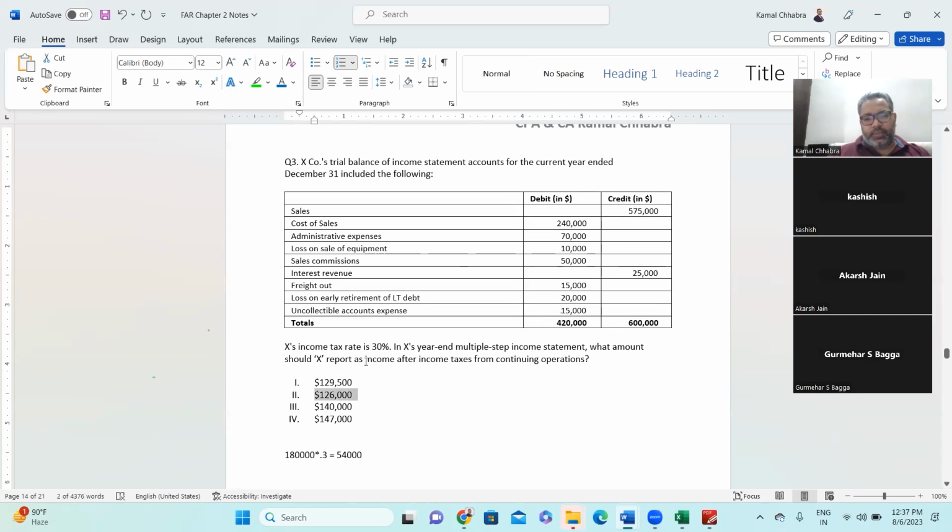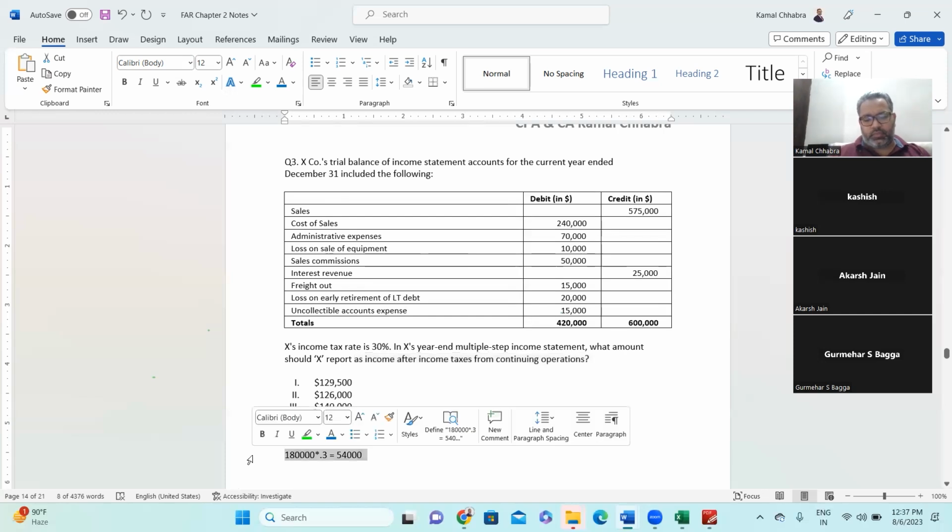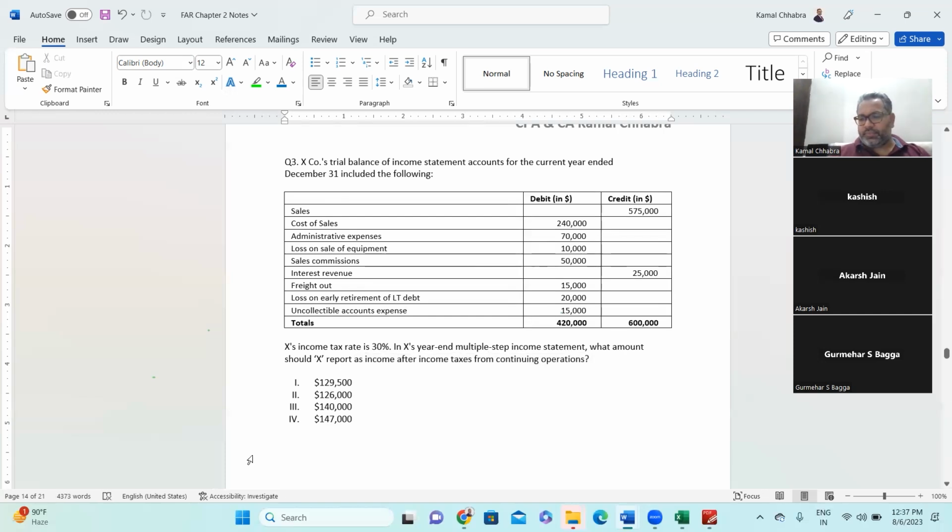What they are saying is income after taxes from continuing operations. So there is nothing under discontinued operations. Correct. Right, Kashish? Yes, sir, clear.